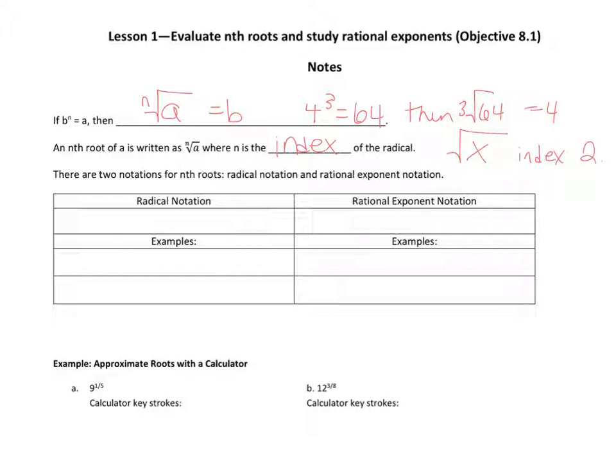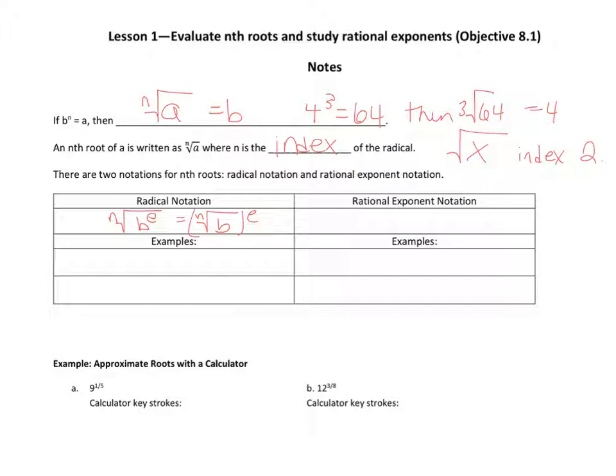Okay, so we have two different notations for expressing roots. Radical notation is just like what you're used to seeing. We just take the radical sign, we put our index, and then whatever we are taking the root of. We can also put a power in there, and you can see this written a couple different ways. It could be written like this.